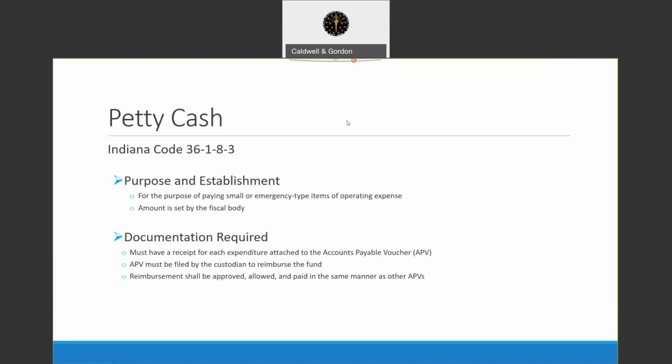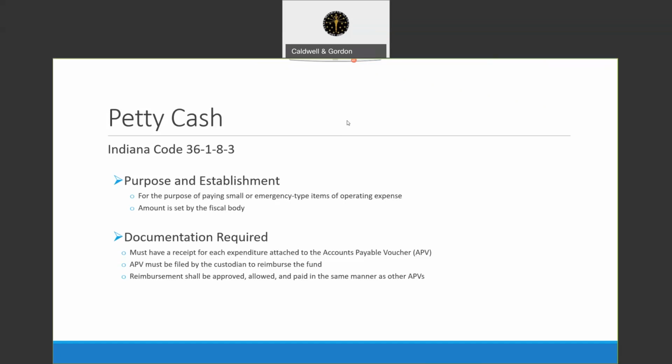If you don't already have one, you may need to establish a petty cash fund, as provided in Indiana Code 36-1-8-3. The fiscal body of a political subdivision may establish a petty cash fund for the purpose of paying small or emergency items of operating expense. A receipt shall be taken for each and every expenditure from such fund, and an accounts payable voucher shall be filed by the custodian of the fund to reimburse the fund for such expenditures so made.